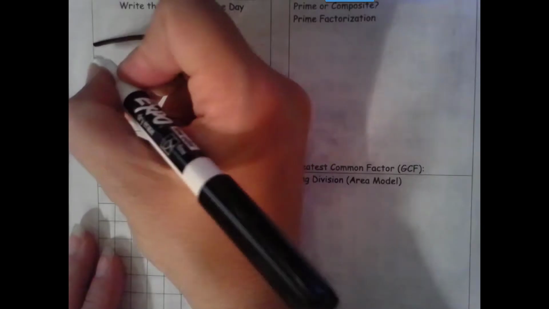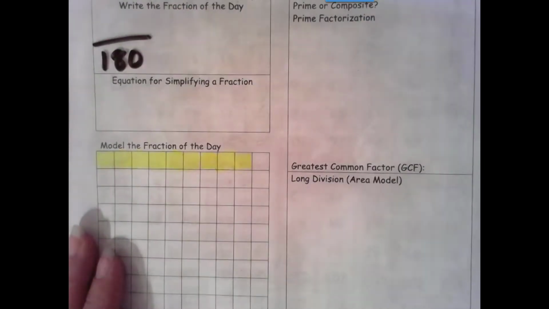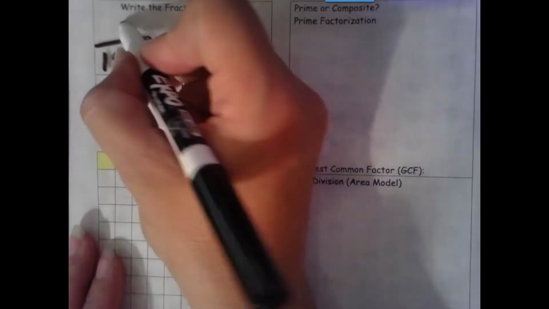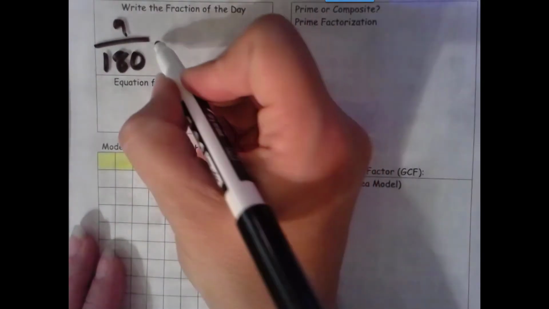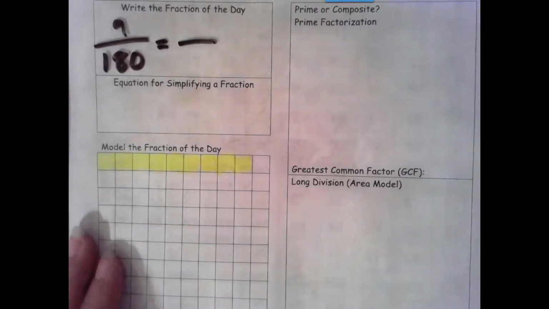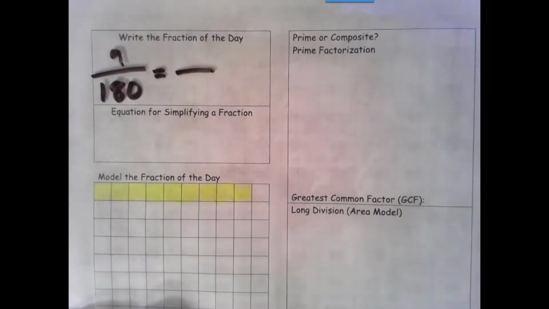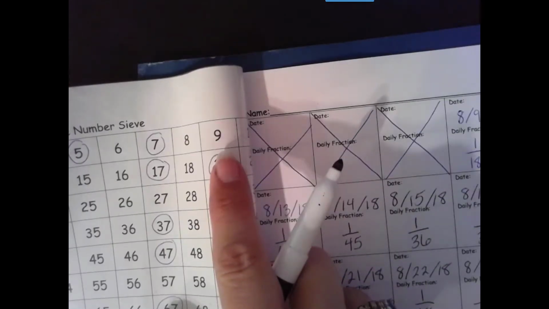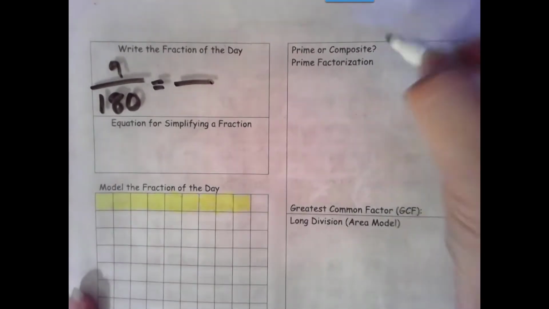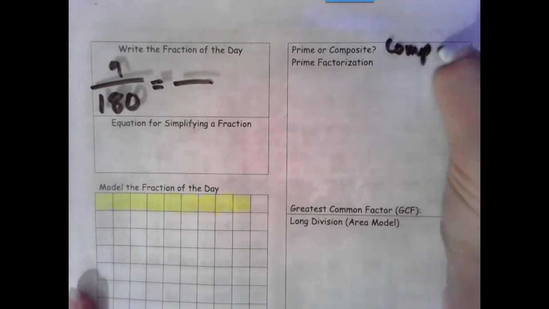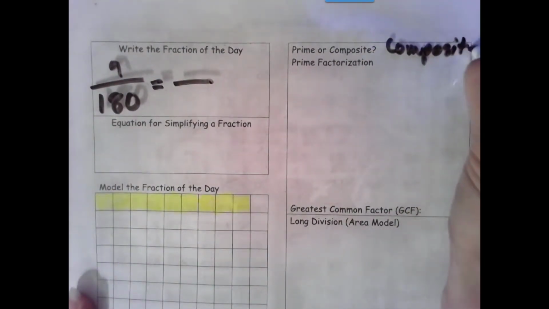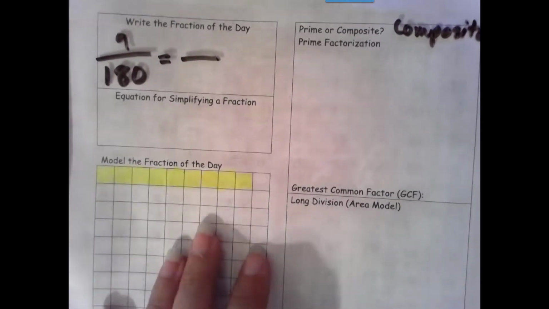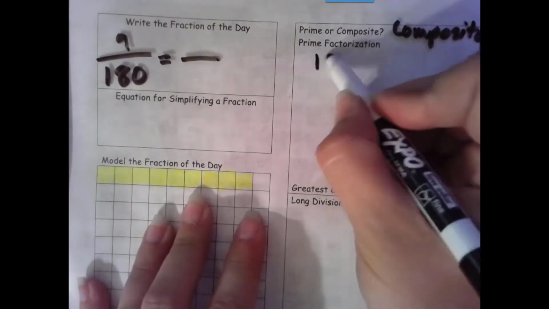So let's start with our beginning fraction. We have a total of 180 school days. We are on day 9. Is 9 prime or composite? Well, 9 is not circled, so it is composite. It's a perfect square. So that means we're going to have to do our prime factorization for both the numerator and the denominator, not just the denominator.